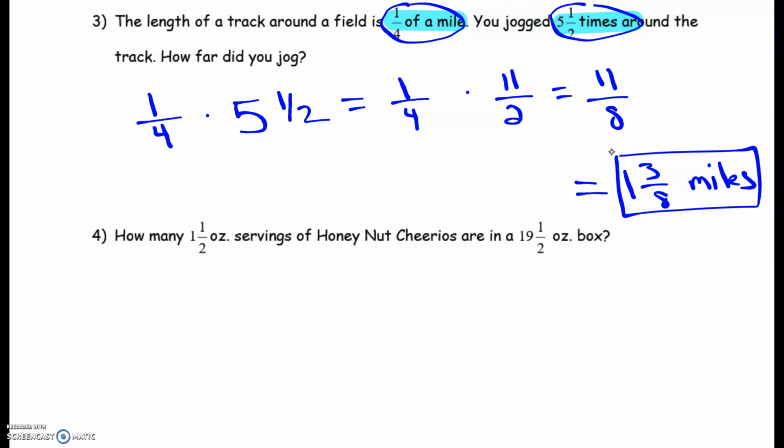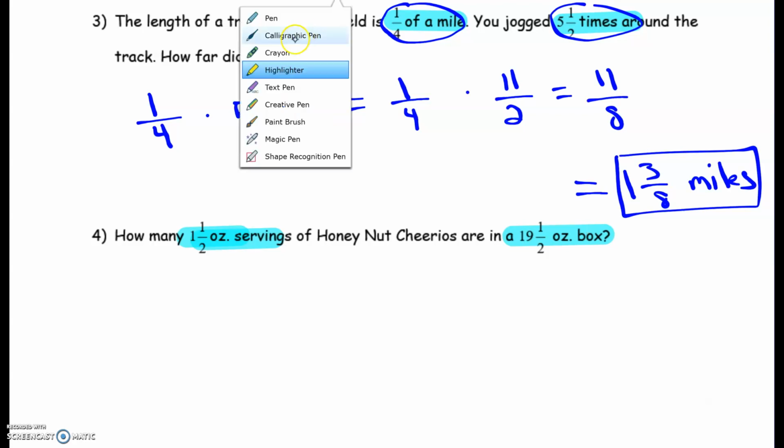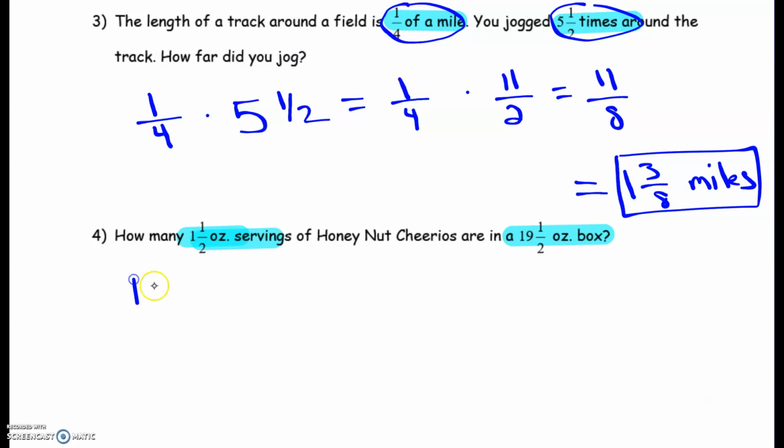How many 1.5 ounce servings of Honey Nut Cheerios are in a 19.5 ounce box? So again, let's go back to our highlighting. We want to figure out how many of these servings are in a 19.5 box. When they're asking you how many times something goes into another thing, that is an indication of division. We take the total and we divide it by the part. So we have 19.5 ounces, and we are dividing it by 1.5 ounces.